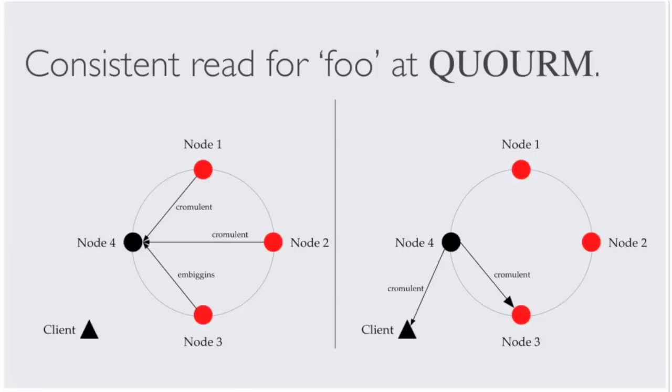So in this case, it sends a write over to node 3 and says, change your value to be cromulent, and at the same time it returns cromulent back to the client. So we've returned a consistent read and taken some action so that later on we don't have this problem again.